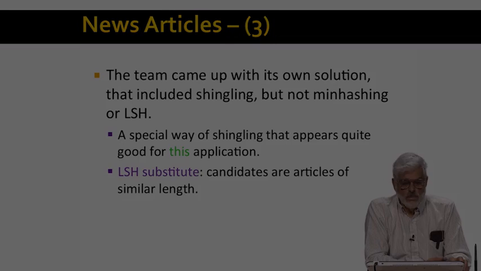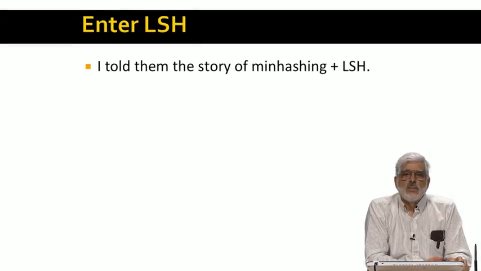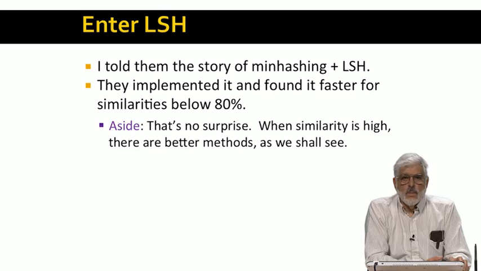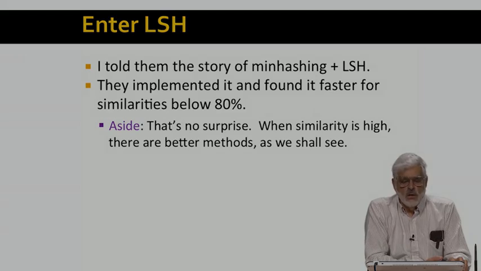nearby groups. After they had done all this, we happened to be talking in the hall, and I mentioned min-hashing and LSH. They implemented these algorithms on that data, and they found that min-hashing plus LSH was better as long as the similarity threshold was less than 80%. Actually, that is consistent with what is known. When you're looking for very high Jaccard similarities, like 80 or 90%, then there are indeed more efficient algorithms, and we're going to cover these before we leave the topic.